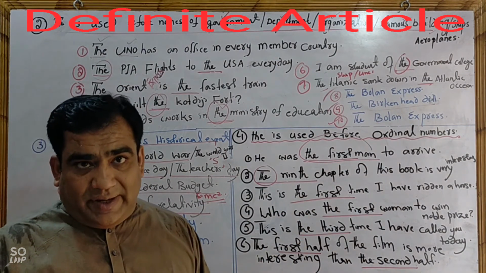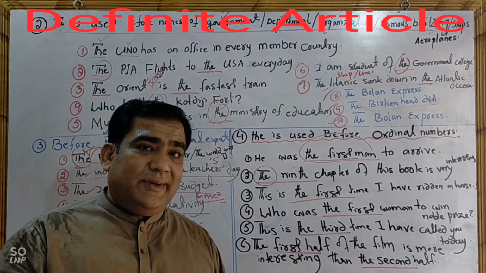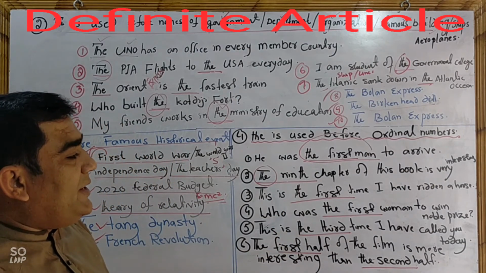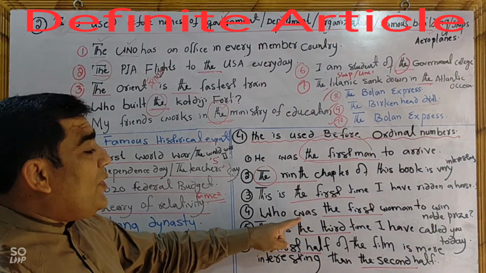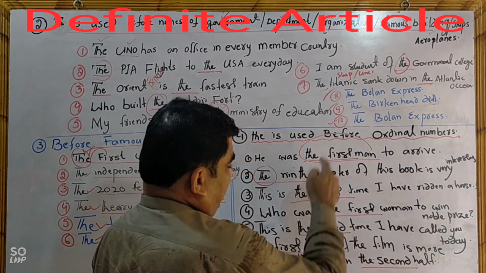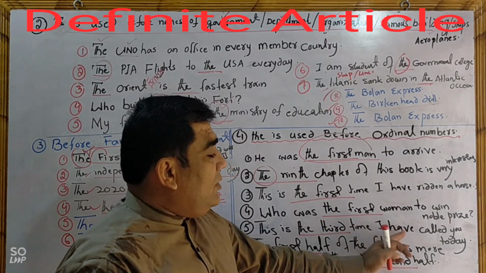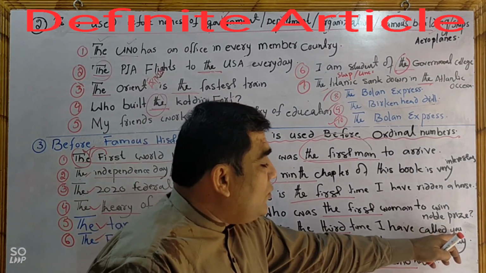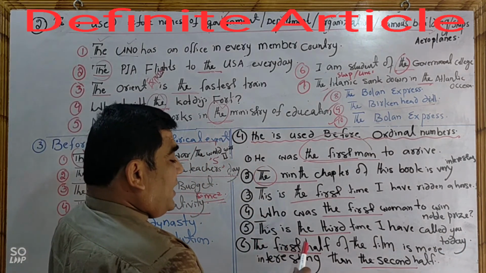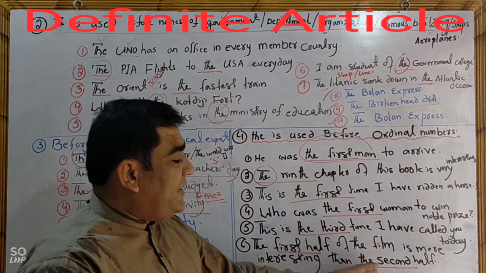Ride means to ride, but for going on a bike we also use ride, not drive. Okay. This is the first time I have ridden a horse. Who was the first man to win the Nobel Prize? We used the with first. This is the third time I have called you today. The first half of the film is more interesting than the second.